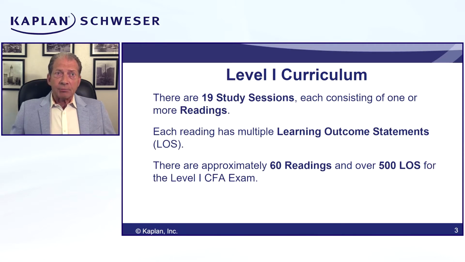So let's start at the top here, the CFA Level 1 Curriculum. There are 19 study sessions that make up the curriculum, and each of these has one or more readings. And then each reading has learning outcome statements. Each of these learning outcome statements tells you what you need to know for the CFA exam. There are about 60 readings overall and just over 500 learning outcome statements. I think currently it's 525, 530 learning outcome statements.